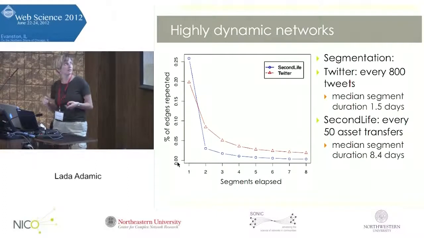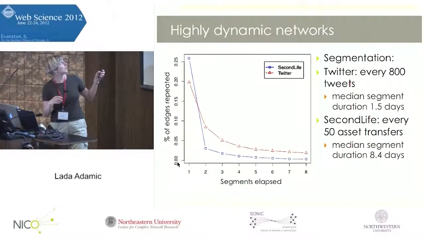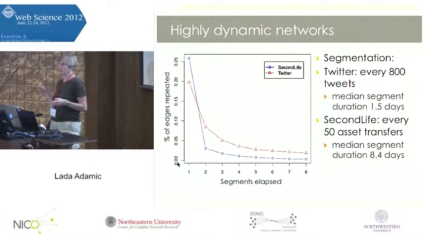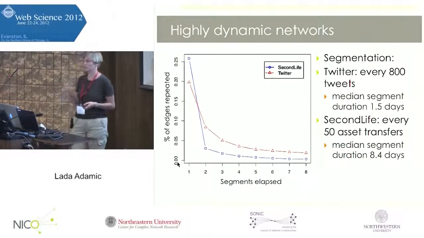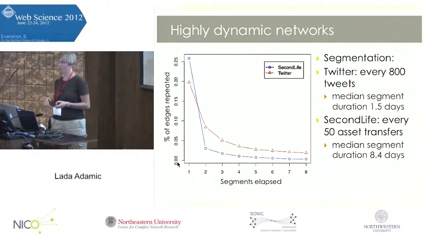What you can tell from this figure is that these networks are actually highly dynamic. So already in the next segment for Secondlife, you have about a quarter of the edges are preserved. The rest are not repeated segment to segment. And for Twitter, it's only about a fifth, right? So there's potentially a lot of information there because these networks really are changing.